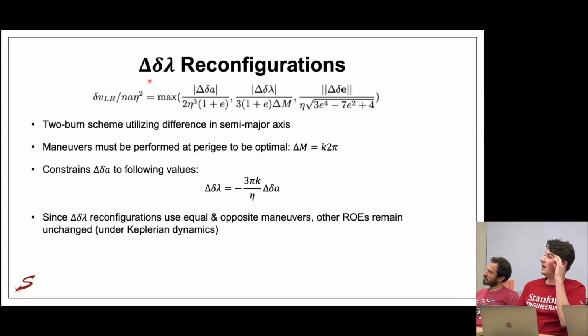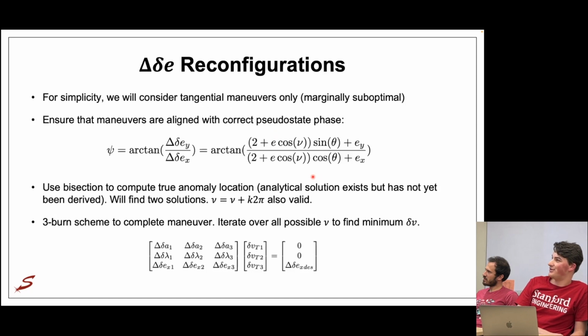This first one is a pretty straightforward one that is somewhat intuitive to everyone. In order to do this reconfiguration, you have to do a change in your semi-major axis, let the relative longitude drift, and then eventually, once you get to your desired longitude, you just fire again to restore semi-major axis equivalence. In order for it to be optimal, you have to fire at perigee because it's an eccentric orbit. That constrains delta M to be an integer multiple of 2 pi. As long as you follow that constraint, you're going to be optimal and you can do your reconfigurations. That one's pretty straightforward.